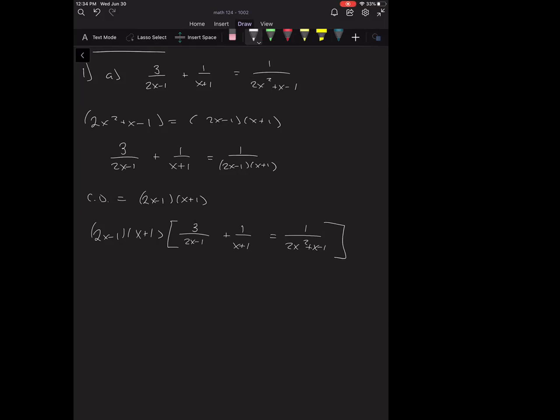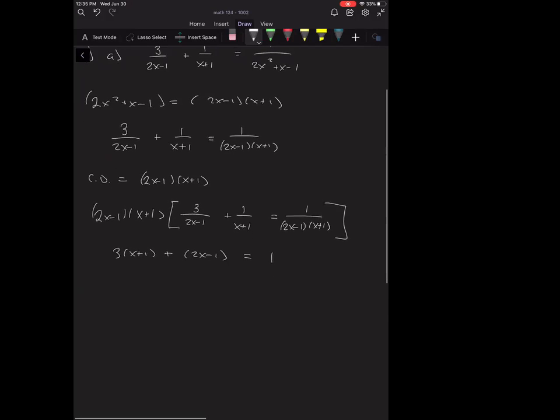So when we do it by the first part, the 2x minus 1's cancel, so all we're left with is the 3, and then this x plus 1. So we're going to have 3(x plus 1). Then the next part, the x plus 1's cancel, so we're just left with 2x minus 1. From the last part, the whole denominator, we want to write that as the factored version, (2x minus 1)(x plus 1). So now the 2x minus 1 and the x plus 1 cancel, so we're just left with the 1, which is in the numerator.